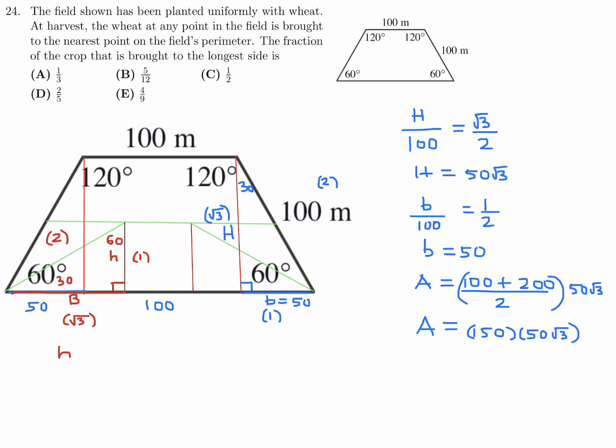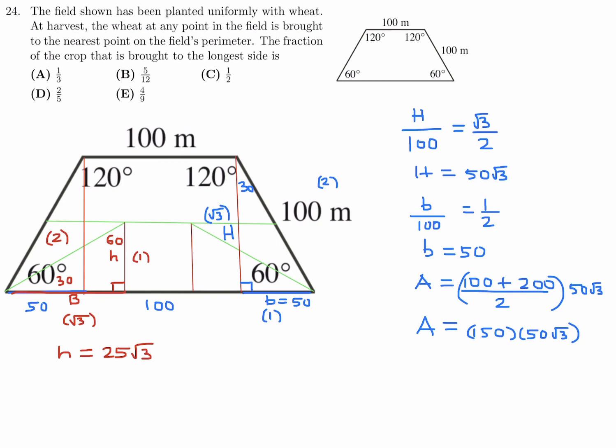So h over, well, it just dawned on me that h actually is just half of big H, right? Because the way we drew it, this is equidistant to that. So if this top to bottom is 50 root 3, then that means the small h is half of that. So h is just 25 root 3. So that's exactly how we drew the diagram, because the green line that runs horizontal chops that in half.